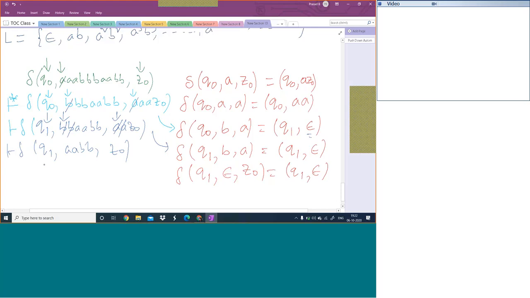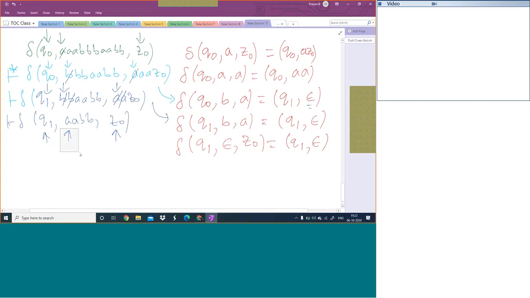Now Q1 is the state, and A is the input symbol, and Z0 is the stack symbol. Q1, A, Z0. See, Q1, A, Z0 is not there in the design. So what happens here? Q1, A, Z0 is not there, but we have this move. What is that? Q1 and Z0. So Q1 is the state, and Z0 is the stack symbol. So these two are matched. So this is matched with this move.